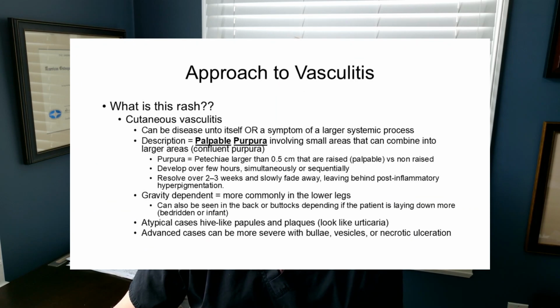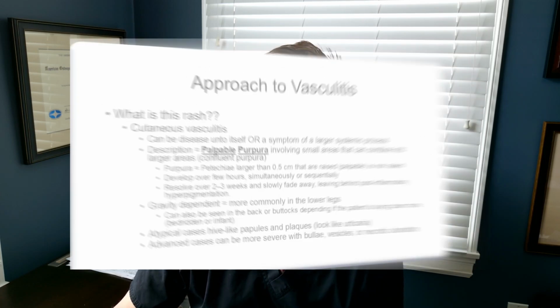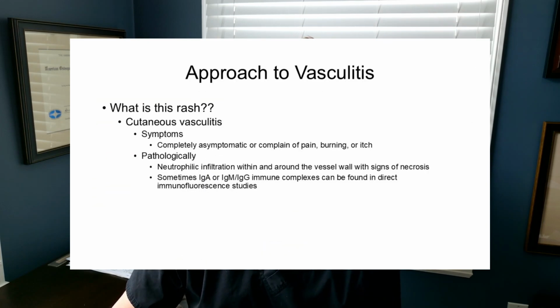They can have atypical presentations too, where it has papules and plaques that kind of look like urticaria. And then in more advanced cases, sometimes it can present with bulla, vesicles, and necrotic ulcerations. But this is going to be the minority of patients, and generally for things like board exams, they're probably going to present with the more typical rash. There's a range of symptoms that patients can have with the rash itself, where it can be completely asymptomatic, or the patient can complain of burning or pain or itching at the site.